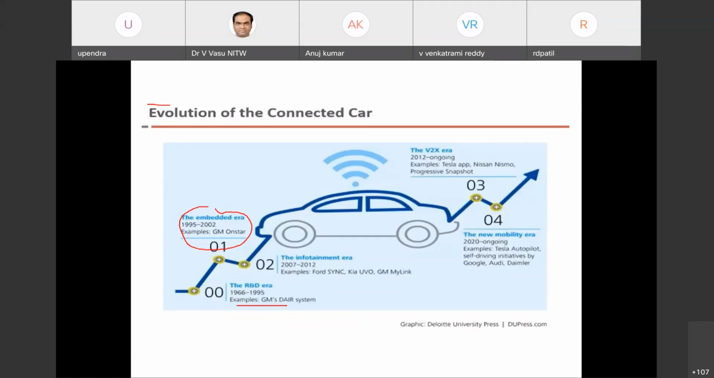After that we are going to have the informatic era. In this informatic era, your dashboard is coming. In your cars, there will be one dashboard which can contain different information, like how much fuel is being consumed, how much speed the car is moving, and how much mileage it is giving. At the same time we can have some entertainment like the FM radio, everything comes into this era.